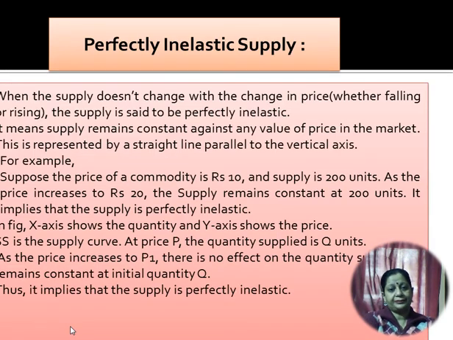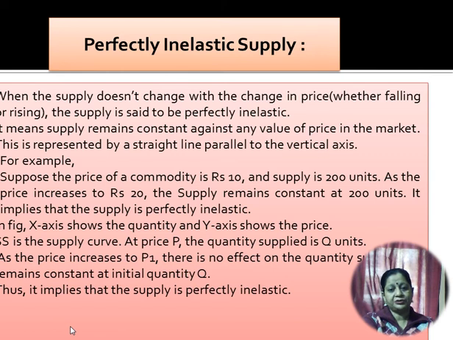Perfectly inelastic supply: when the supply does not change with the change in price. That means if the price of the commodity is 100 and the supply is not going to change due to change in price, that situation is known as the perfectly inelastic supply. It means supply remains constant against any value of price in the market.